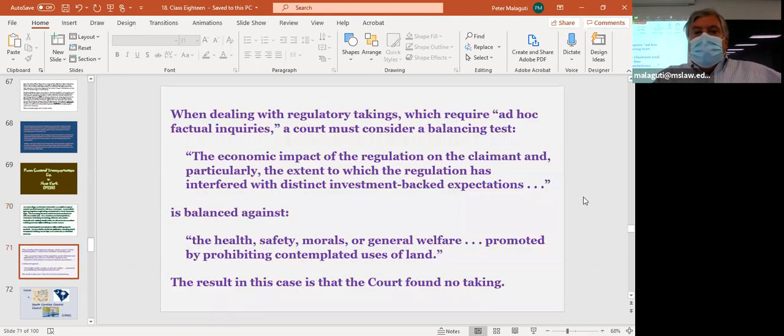And the court is dealing with this case where exactly how I kind of pictured it. You're not being told you can't build the building. You're being told you can't build it as high as you wanted to build it. Is that interfering with some of your use? Yeah, it is. But is it interfering enough with your use to constitute a taking of your property?